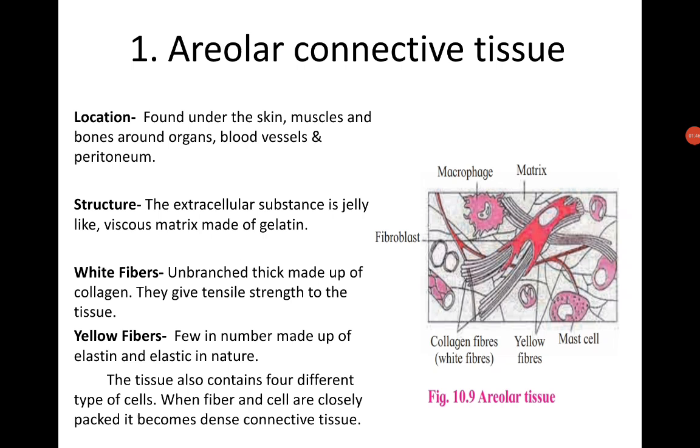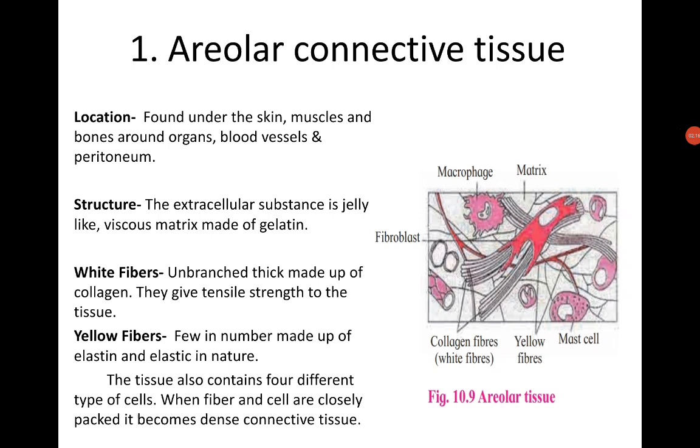Structure. The extracellular substance is a jelly-like viscous matrix made of gelatin, a glue-like substance, mostly found in white fiber. The white fiber is synthesized from this gelatin. Gelatin is scattered all over the tissue cells.